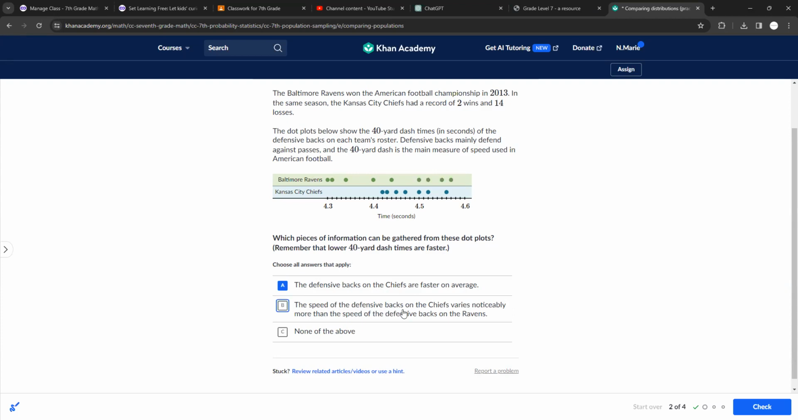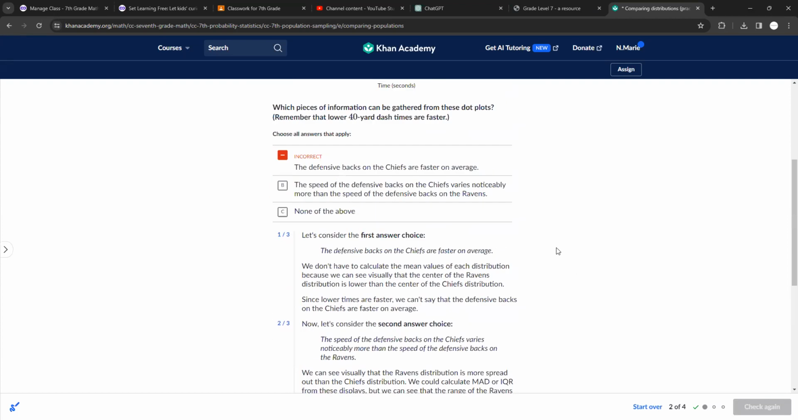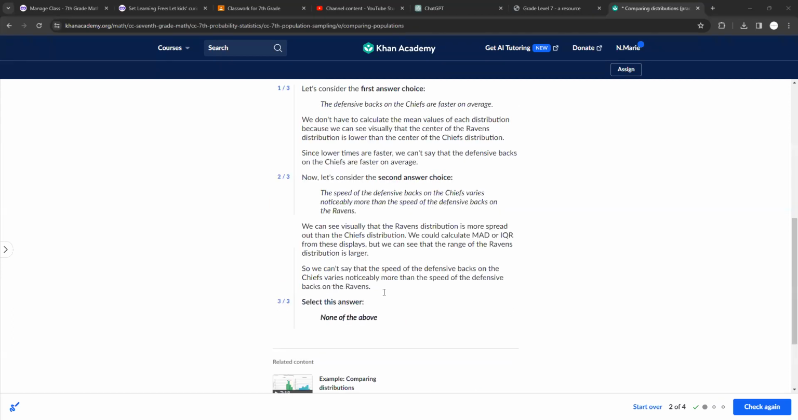The speed of the defensive backs on the Chiefs varies noticeably more than the speed. Okay, no. I'm going to just go with A because you can see that differs a little more. Let's see. So this would be none of the above. For sure, it's not going to be this one. The defensive backs are faster on average, so I guess it helps to actually find the average. Let's see if Khan Academy actually found the average.